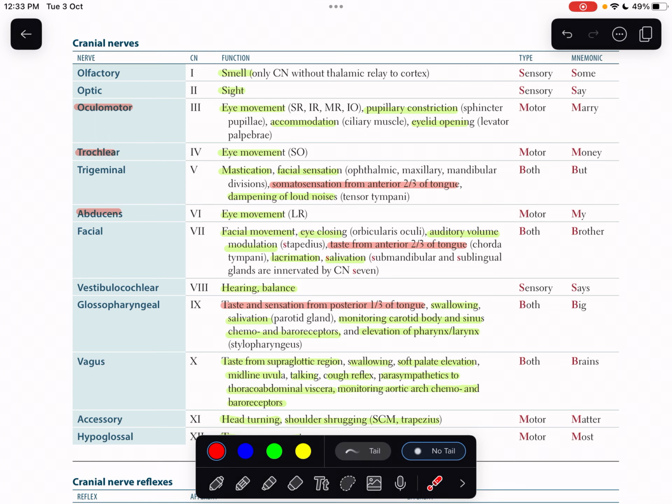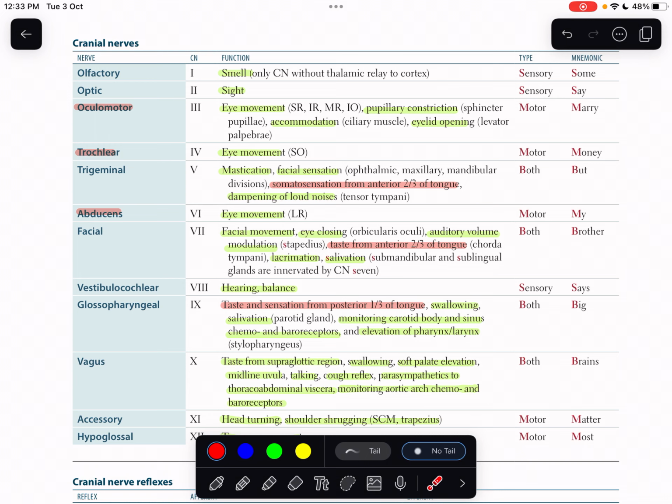Then trigeminal. Trigeminal has three branches: ophthalmic, maxillary, and mandibular. This means that it is involved in mastication and facial sensations, and also the sensations from the anterior two-thirds of the tongue. Just remember, there is a difference between somatosensation and taste. The other function is that it is also involved in dampening of loud noises with the help of the tensor tympani muscle. The next one is the abducent, which is also for eye movement, as I've already discussed: lateral rectus muscle.